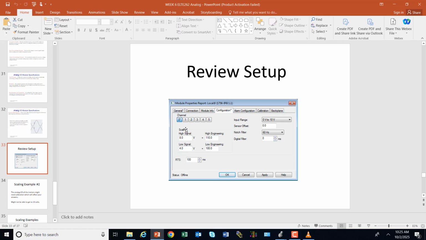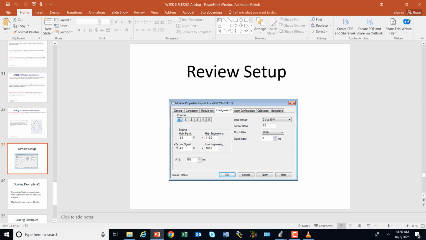But the big thing is the scaling here, and that's what we want to be sure everybody understands, is that this does a lot of cool math for you. So if your sensor reads from 4 to 8 volts, you can equate 4 volts to, say, 100 degrees, and 8 volts to 110 degrees. So let's say your sensor then reads 6 volts. Well, that's right in the middle of it. This card will automatically do the math for you and tell you that it's 105, if that makes sense to you.